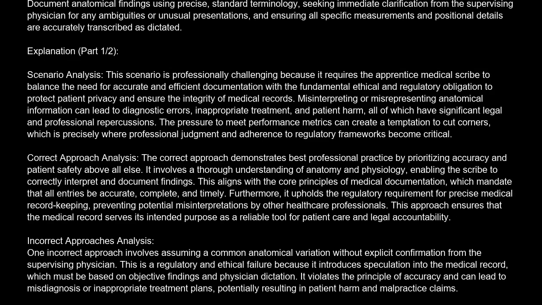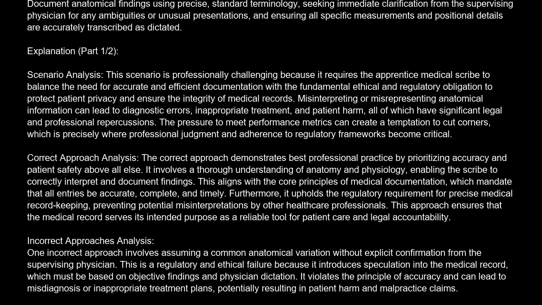The correct answer is B. Document anatomical findings using precise, standard terminology, seeking immediate clarification from the supervising physician for any ambiguities or unusual presentations, and ensuring all specific measurements and positional details are accurately transcribed as dictated.